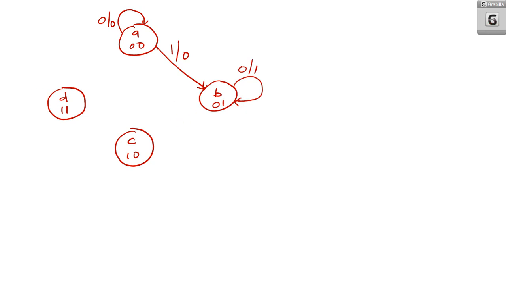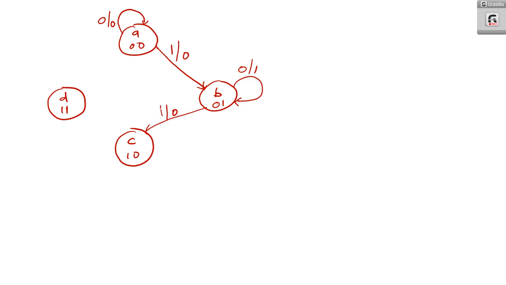Now coming to B to C. Here what happens? 1 bar 0. What does that mean? If input is 1 and state is B, the output is 0 and it will go to state C.